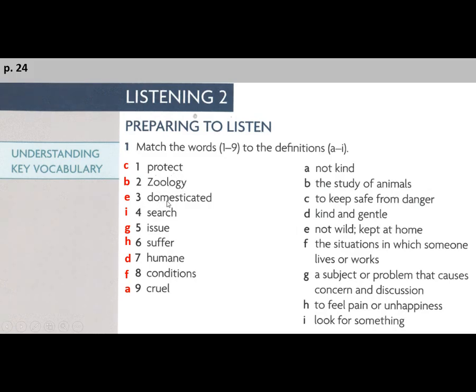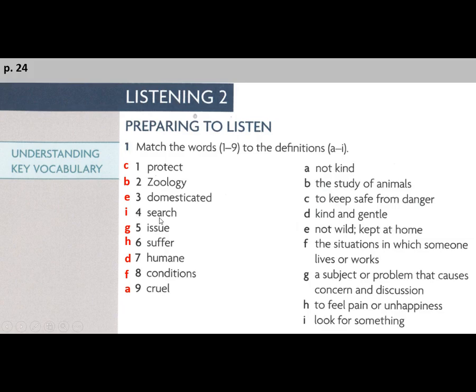Number 3 is domesticated. In Latin, dome means house. So let's check E. Not wild. Domesticated animals are not in nature. They are kept at home. So which animals are domesticated animals? Which animals are kept at home? Cats, dogs, fish, some birds. These are all domesticated animals.